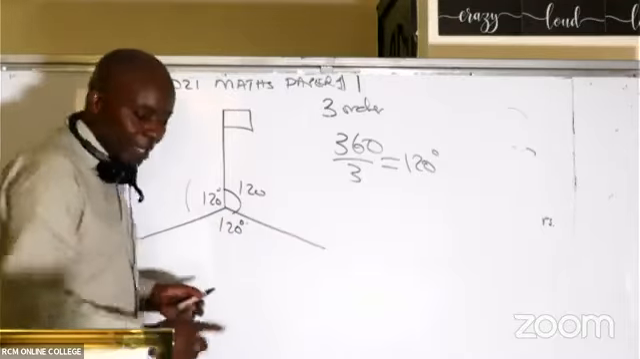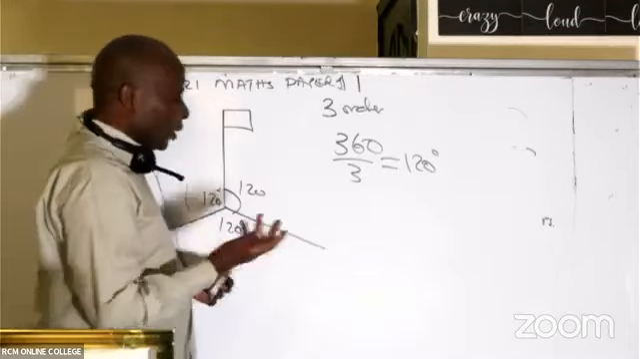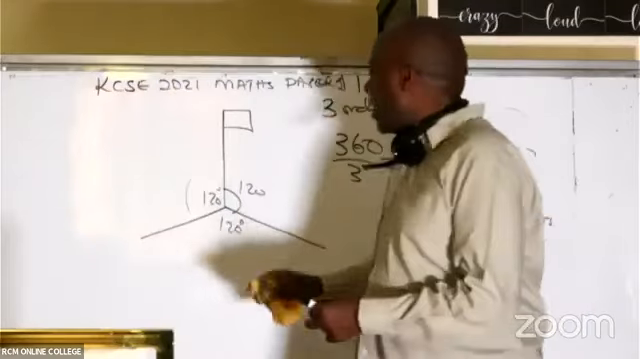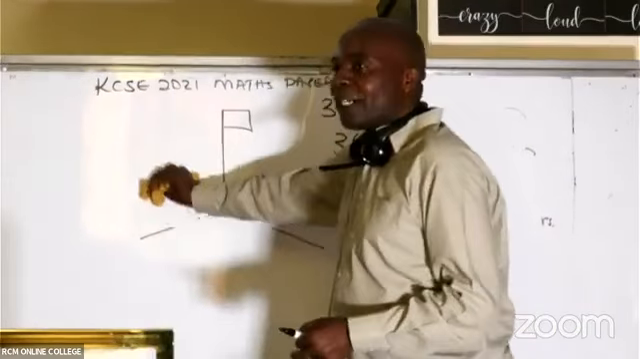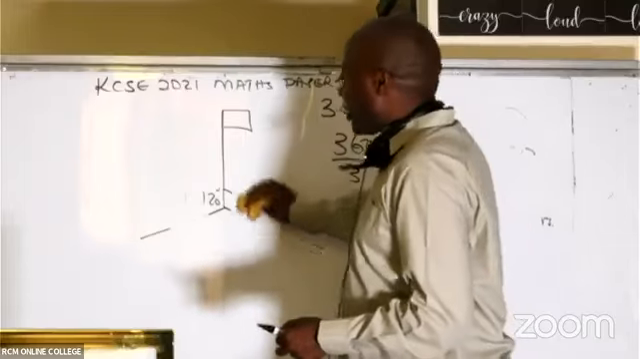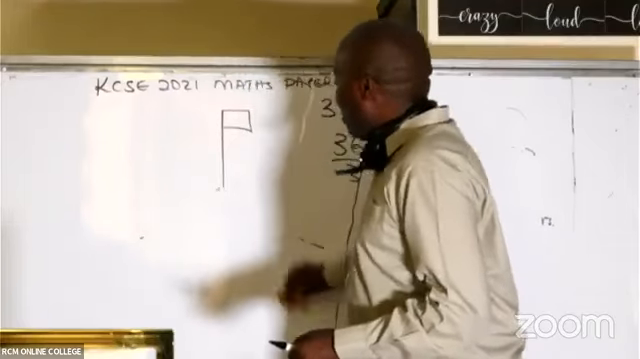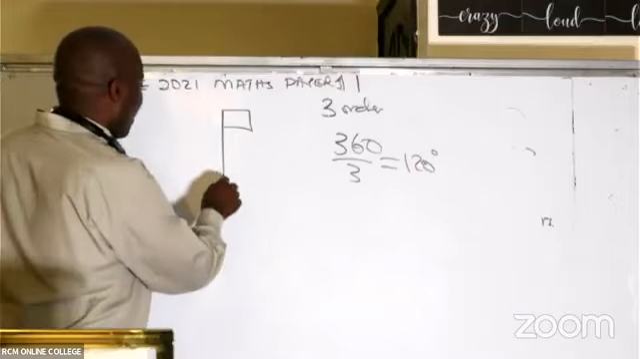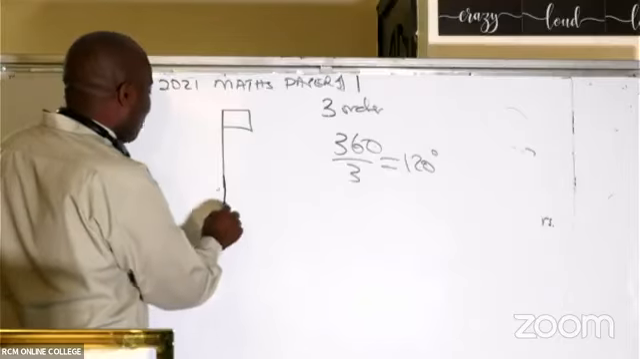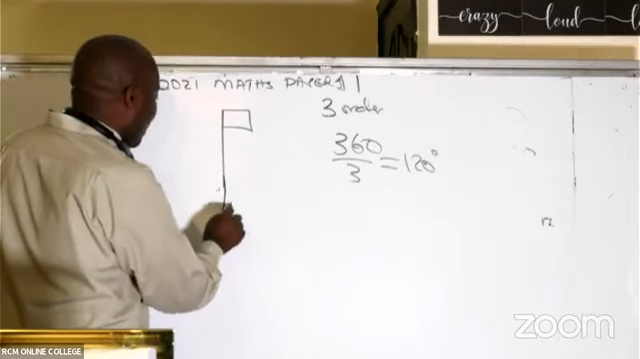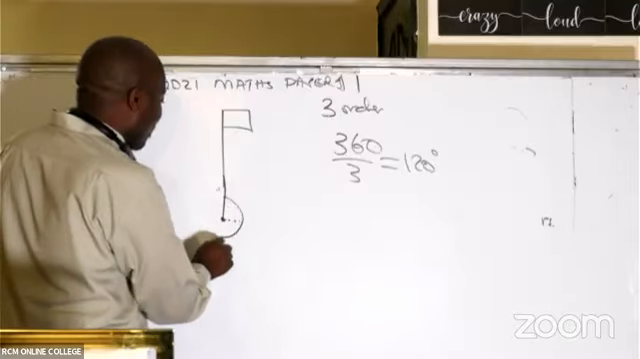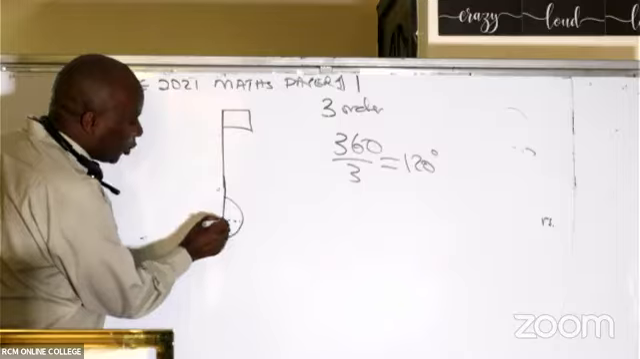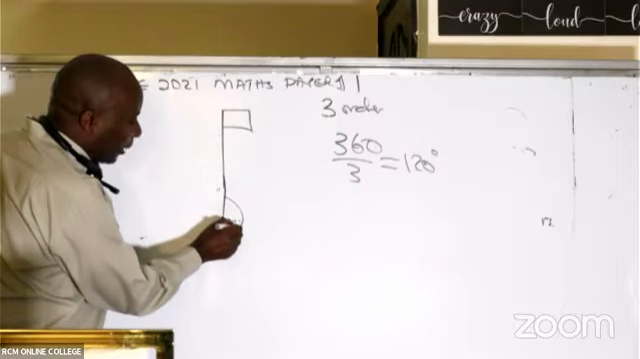Now, please listen. The moment I've gotten that 120 degrees, this is what I'll do. I will take a protractor. So I'll pick my protractor here, and I will come under here and put my protractor here, like this. Then I'll be able to see where 120 is. 120 will be around here. So I'll put a marker there.